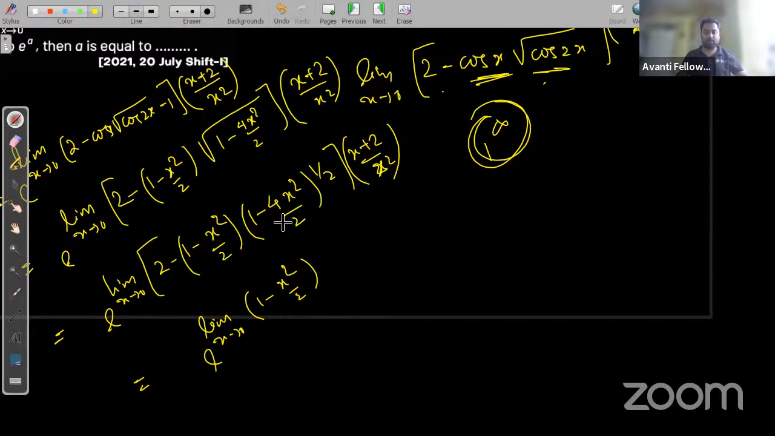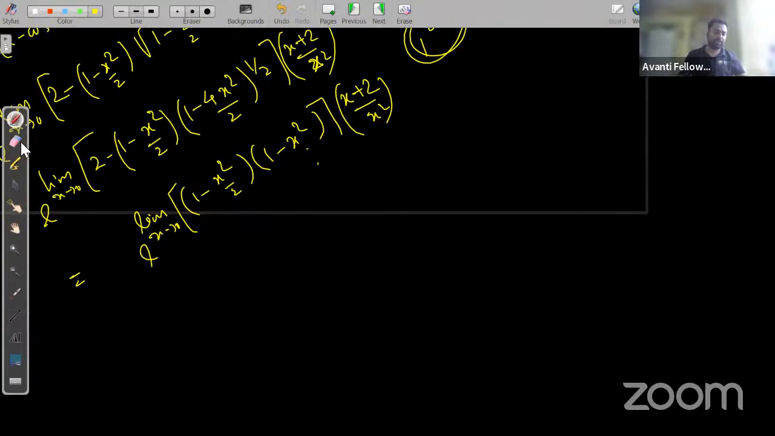So here we'll take the binomial approximation. If we take the binomial approximation here, 1 minus 4x square by 2 into 1 by 2, that is 2 cancels. So finally what we are having here is x square. Okay, it is now simplified. Very good. Into x plus 2 by x square. Now you can see here, it is a very simplified form.